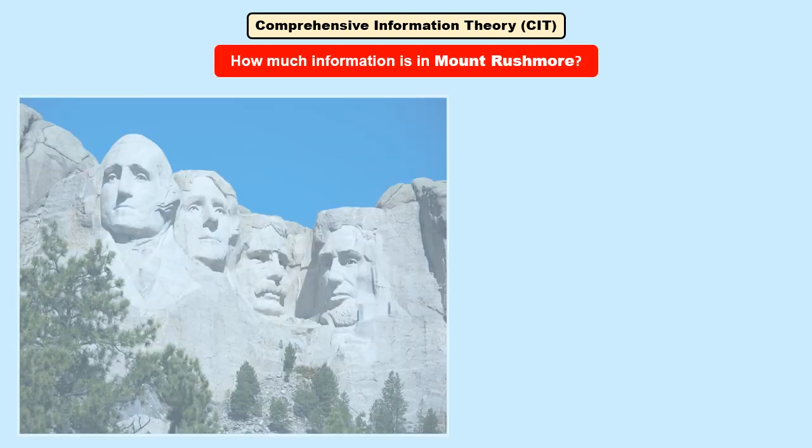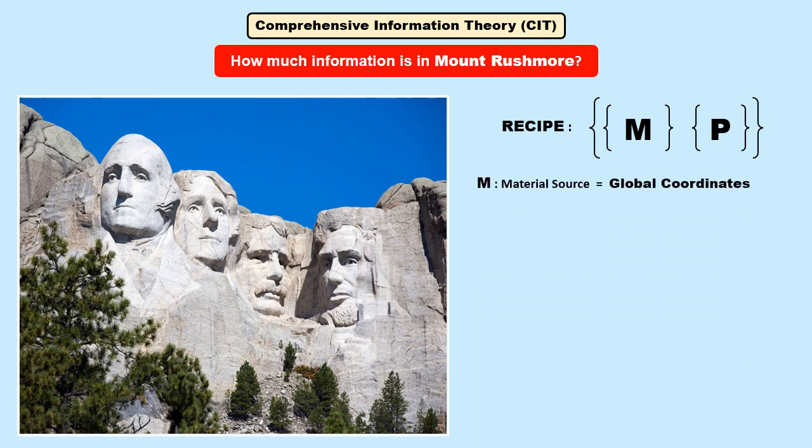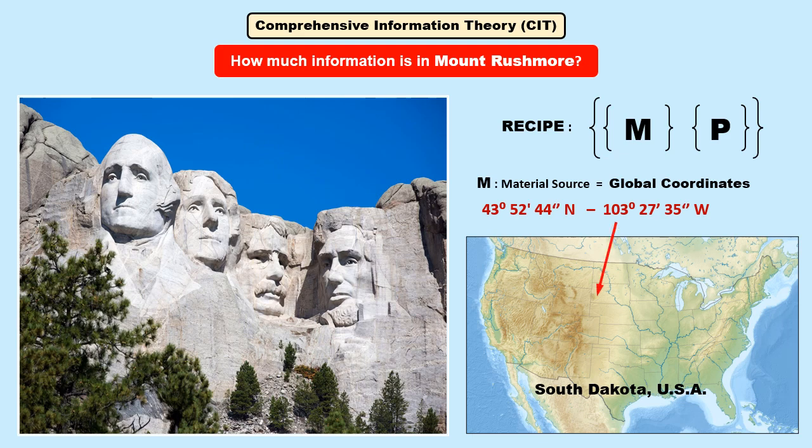Before ending, let's provide one answer to the question: how much information is in Mount Rushmore? Keep in mind that there are countless correct answers to that question, all depending on the chosen measurement reference. As we've already shown, to reproduce, or create Mount Rushmore, we need a recipe with 2 components. One possible material source could be specified by a set of coordinates that precisely identifies the mountain containing the material for manufacturing. In the case of Mount Rushmore, those coordinates were 43 degrees, 52 minutes, and 44 seconds north, and 103 degrees, 27 minutes, and 35 seconds west. Note that a set of coordinates for another mountain having the required material features would allow us to create another Mount Rushmore.